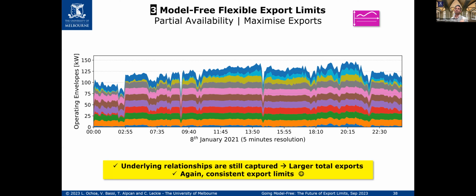Again, at 3 a.m., noon, and late afternoon, we are assigning larger overall flexible export limits for all customers, because these are the times in the day in which we count with large voltage headrooms. So again, consistent export limits.